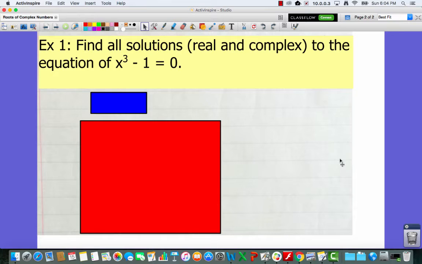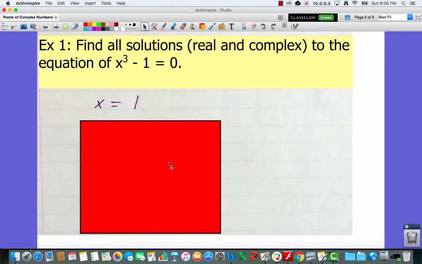Here it is. Find all solutions, real and complex, to the equation x cubed minus 1 is equal to 0. Now, just looking at the equation, we know that x equals 1 is a solution. But an important fact is that any polynomial of a certain degree, and this is a third degree polynomial, has that number of real and complex roots. So there are actually 3 solutions to this equation, just one of which is real.